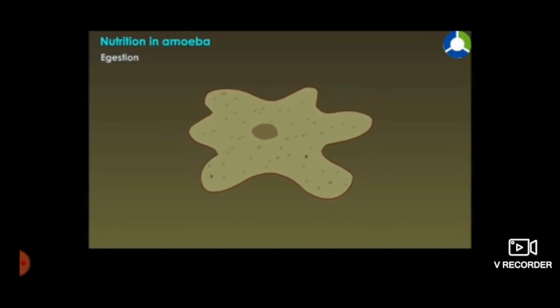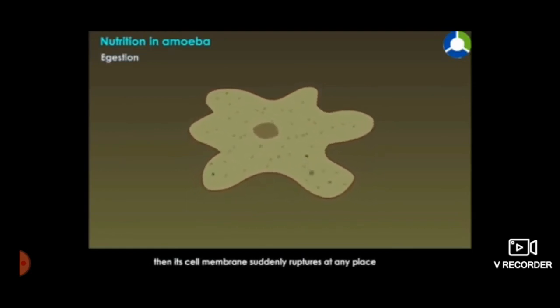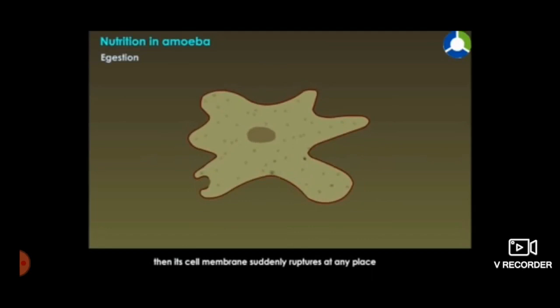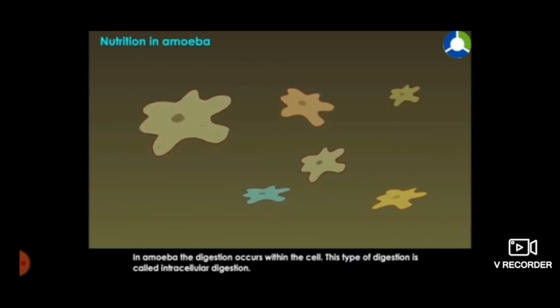And egestion. When a sufficient amount of undigested food collects inside the amoeba, its cell membrane suddenly ruptures at any place and the undigested food is thrown out of the body of the amoeba. In amoeba, the digestion occurs within the cell. This type of digestion is called intracellular digestion.